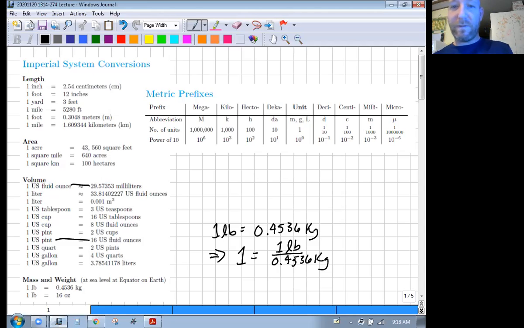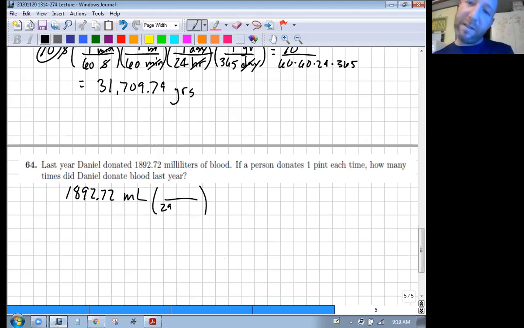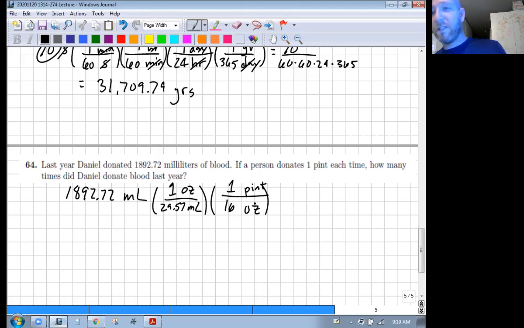All right. So a pint is 16 fluid ounces, and a fluid ounce is 29.57 milliliters. So let's go milliliters to fluid ounces. 29.57 milliliters make a fluid ounce. And then 16 fluid ounces make a pint. 16 fluid ounces make a pint, but 16 regular ounces make a pound. So milliliters are gone. Fluid ounces are gone. We're left with pints.